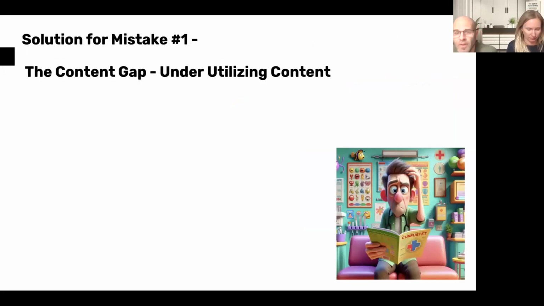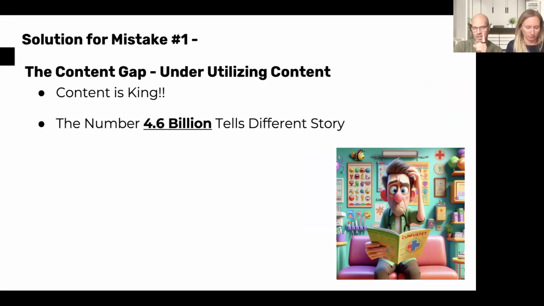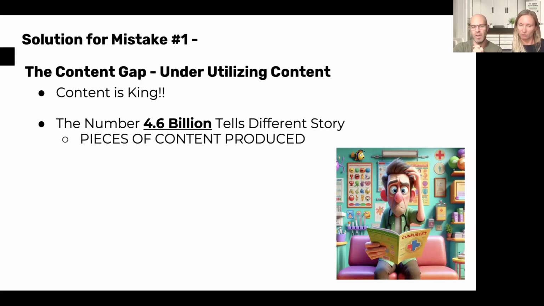The next mistake for people who are not finding you is not utilizing your content marketing. And what that means is I'm going to give you some numbers. Everybody always talks about, I'm sure you've heard the phrase, content is king. I've heard that, and it's true, probably for a long time. But the number of 4.6 billion is a different story. That number is the amount of content produced every single day. Think about it. Every single day online, there's 4.6 billion pieces of content being produced. The question is, how are you going to stand out?